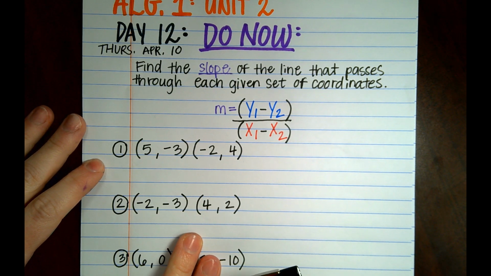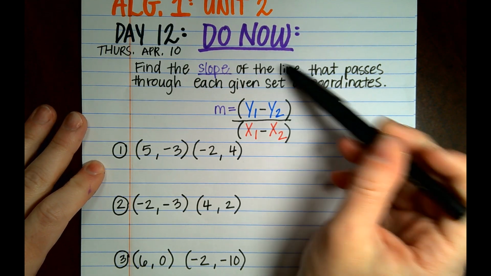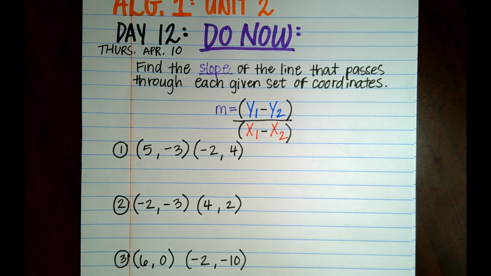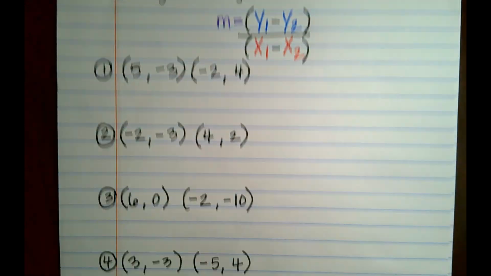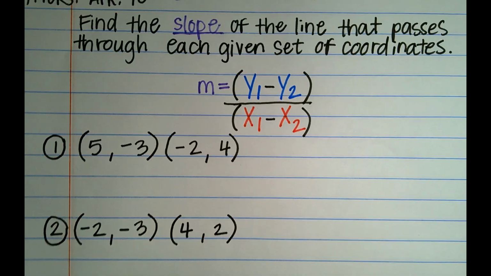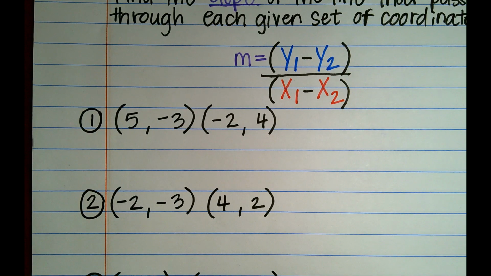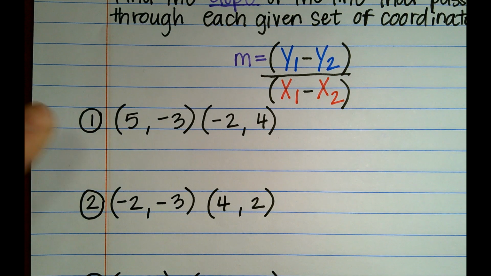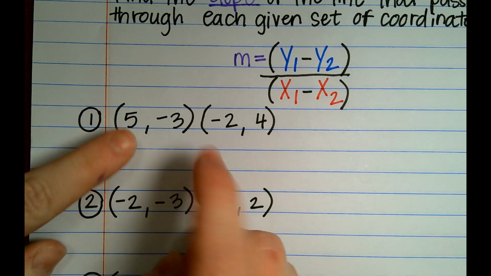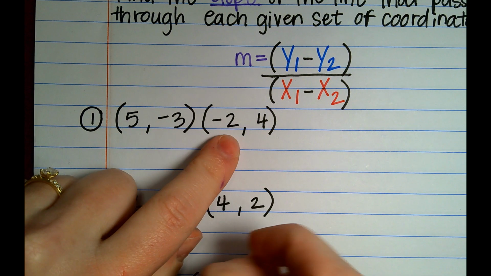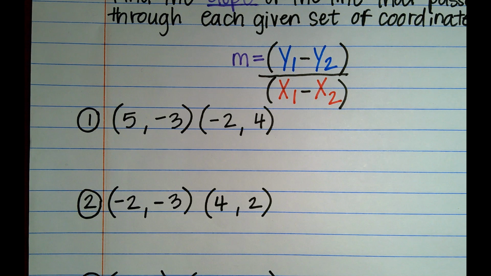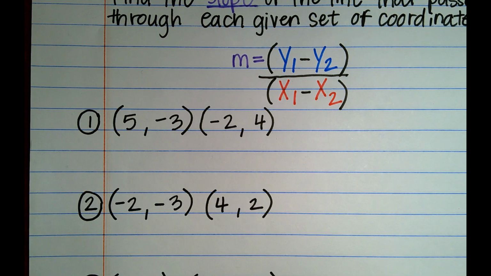Okay, and your do now assignment was to find the slope of each line that passes through the given sets of coordinates. And here is the slope formula that we use. We talked about this yesterday, so we're just making sure that it's stuck today. Doing a little review. Number one, the two coordinates I have are (5, -3) and (-2, 4). What is the first thing we should do when doing these types of problems? Yes, we want to start by identifying those values, the y1 and y2. So let's label our coordinates first.